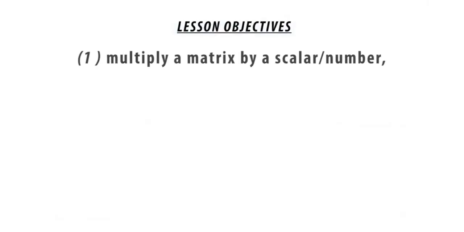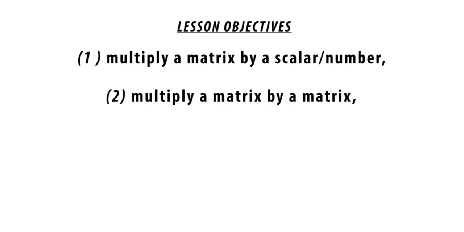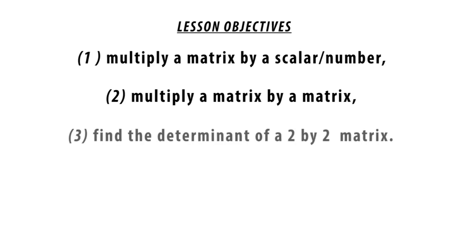By the end of this lesson, you should be able to: 1. Multiply a matrix by a scalar or a number. 2. Multiply a matrix by a matrix. And then 3. You should be able to find the determinant of a 2 by 2 matrix.